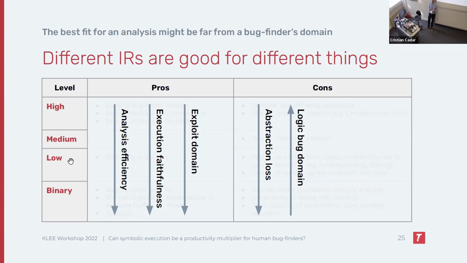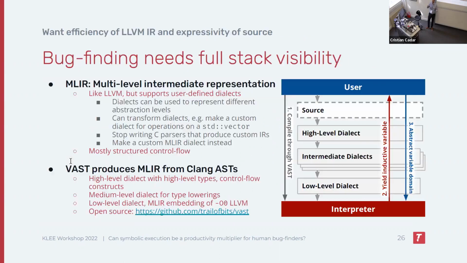And as you go lower level, you can often be more faithful to how your program is actually going to execute. So this is my pitch: bug finding needs full stack visibility. You need to be able to operate on all these levels. And that's why I think MLIR is the future. We're not there yet. MLIR doesn't just come out of the box ready to give you this.